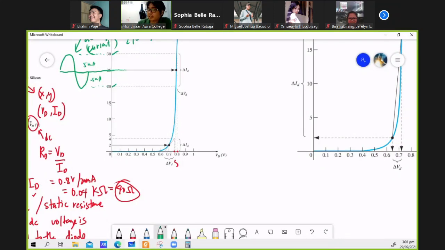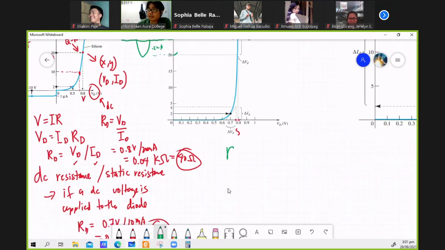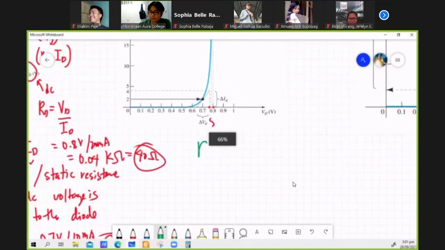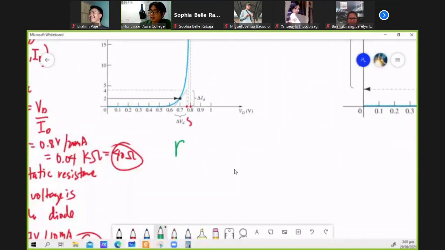So, tignan niyo ha, maglalagay ako dito ng small caps. Kanina yung ginamit ko, capital. Capital R kasi siya ay DC. But since this is AC, small letter r na yung gagamitin natin. So we name this as r sub d. So maliit yung, pati subscript niya maliit din kasi it represents an AC quantity. Okay? So how do we solve for rd?